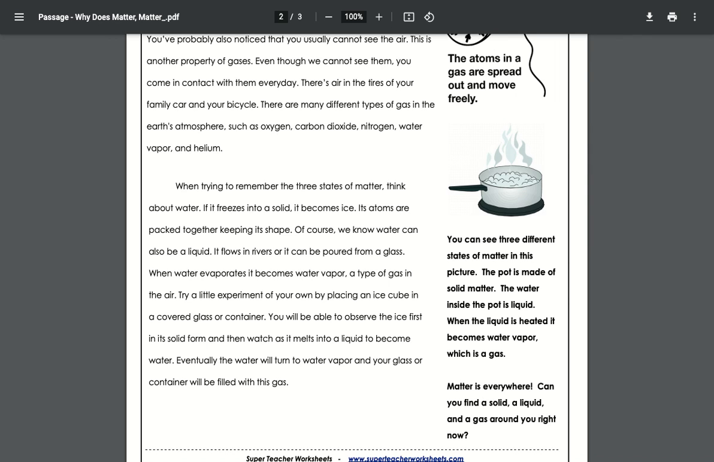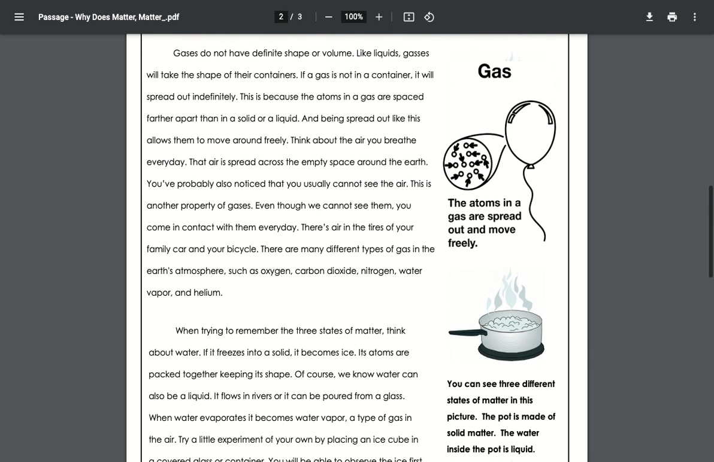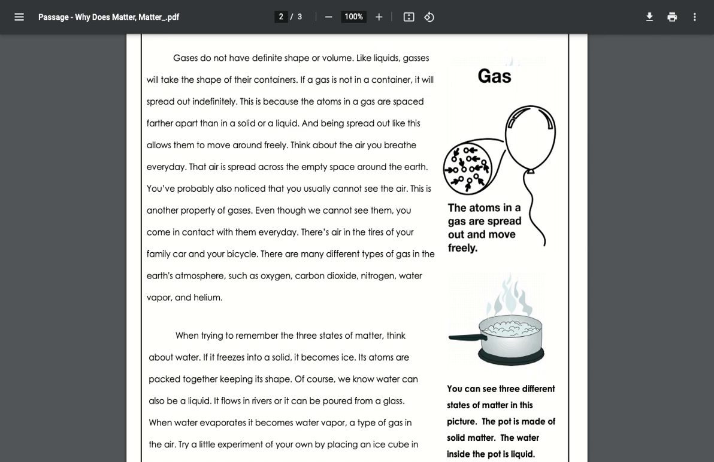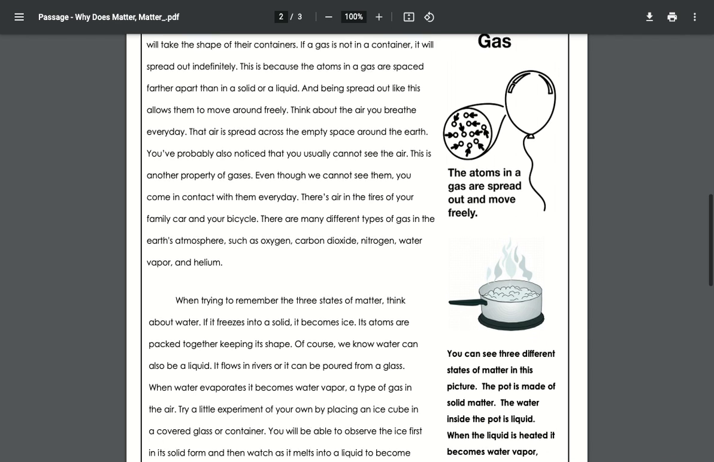Try a little experiment of your own by placing an ice cube in a covered glass or container. You will be able to observe the ice first in its solid form and then watch as it melts into a liquid to become water. Eventually, the ice will turn into water vapor and your glass or container will be filled with gas. Picture captions. Gas. The atoms in a gas are spread out and move freely.